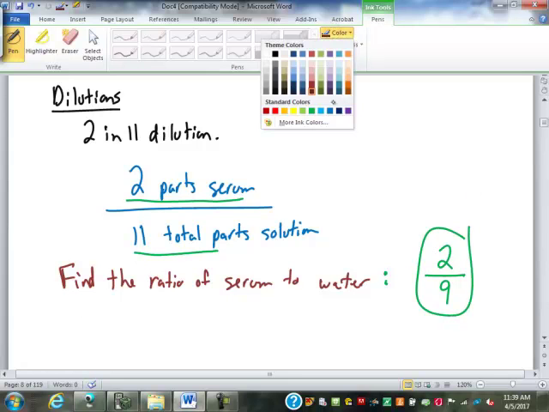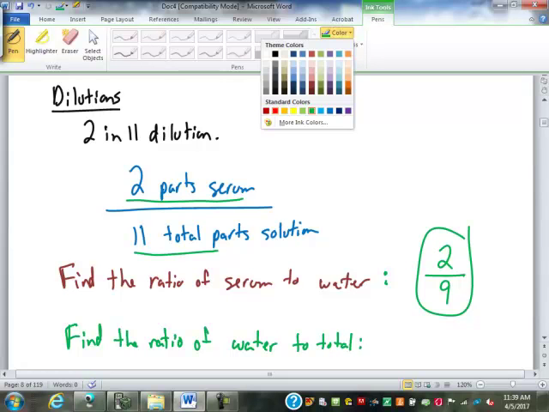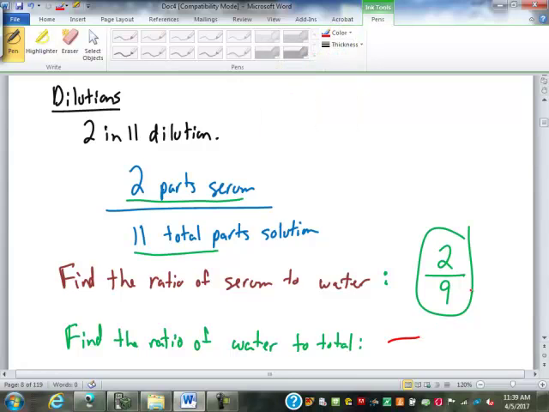If I ask to find the ratio of water to total, well, how many parts water are there? 9, and total parts is 11. So it's 9 to 11. So all 3 of those ratios are implied by that dilution ratio.